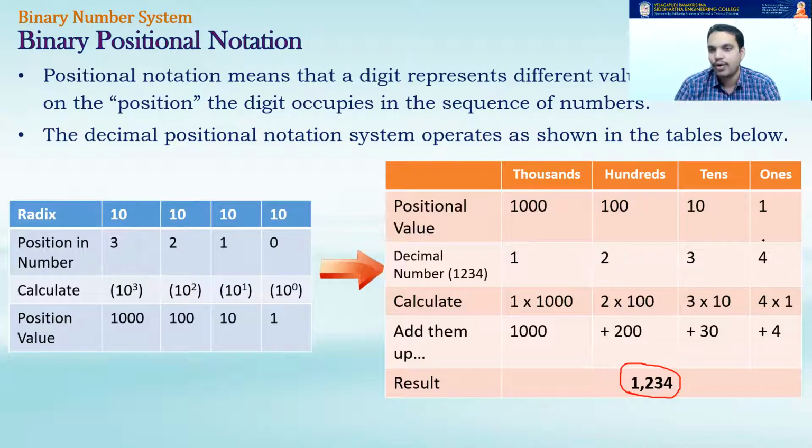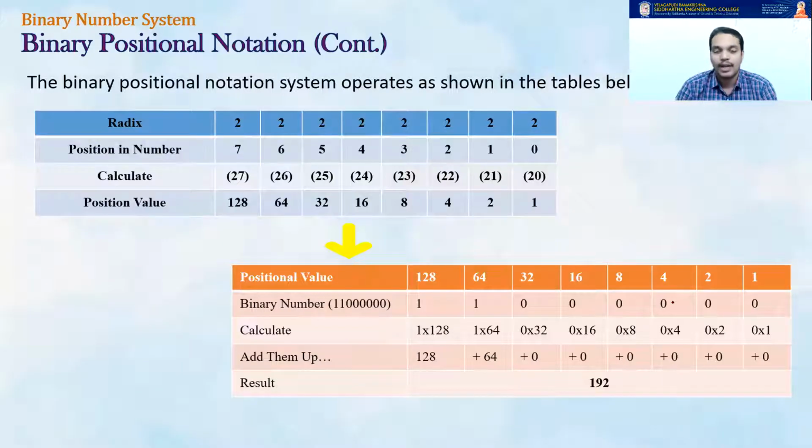Finally, the 4 is in the ones position. So if you add all of them together, 1000 plus 200 plus 30 plus 4 gives me 1234. This we have studied long ago, and most of you must know this, so let me skip that part. Let's come to the binary part. Binary also works in the same notation as your decimal.